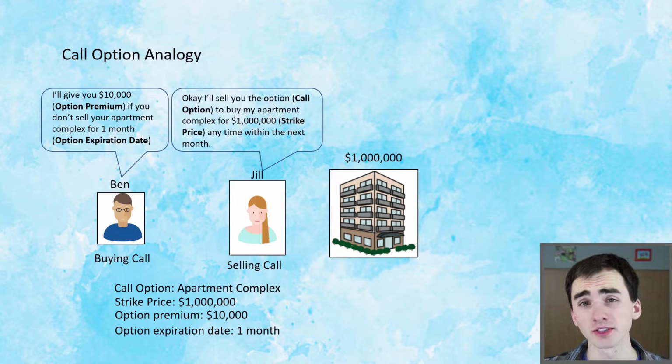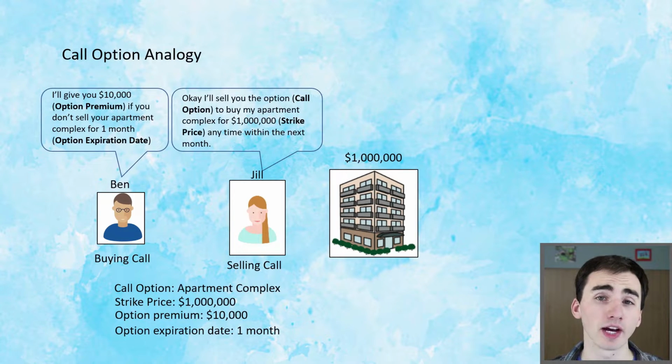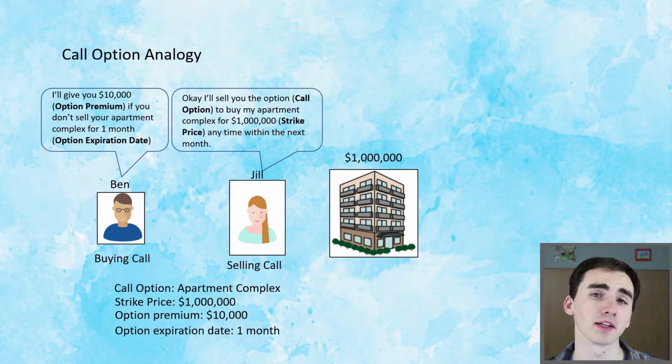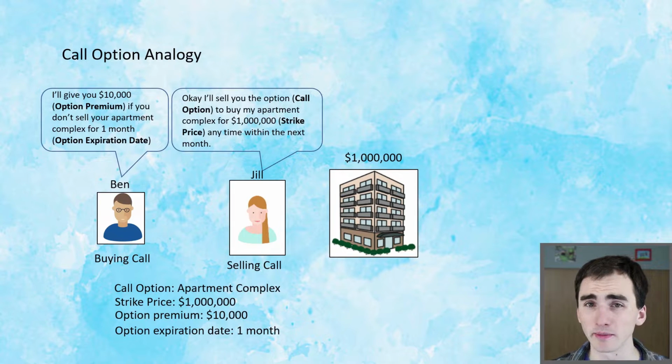Now, neither of those scenarios could happen and the value could remain the same at $1 million. And Ben could still use that call option to buy it at $1 million, but he wouldn't be making any extra money by buying it at a cheaper value or losing any money.